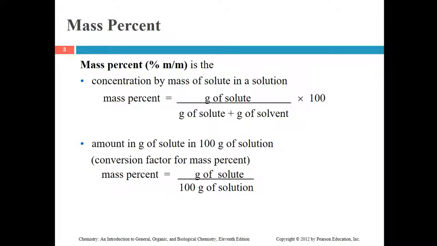So mass percent. Here we have the concentration by mass of a solute in a solution. So it is the grams of solute over the grams of solute plus grams of solvent, which, if you remember, solute plus solvent equals solution. So that's why we say here the amount in grams of solute in 100 grams of solution for mass percent.